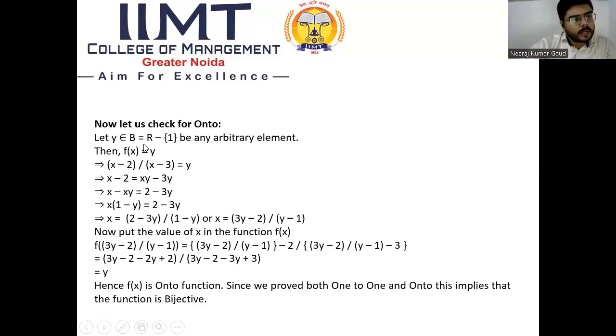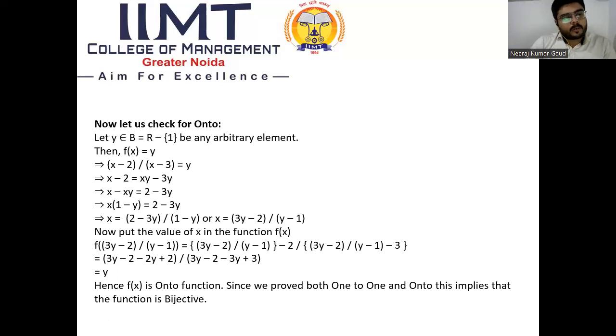For onto, let y belong to B, R minus {1}, be an arbitrary element. Then we consider f(x) equal to y. This implies (x minus 2) upon (x minus 3) is equal to y. On cross multiplying, it comes out x minus 2 is equal to xy minus 3y. We shift xy to the left hand side, we get x minus xy equal to 2 minus 3y. Taking x common, we get x(1 minus y) equal to 2 minus 3y. Now we get the value of x will be (2 minus 3y) upon (1 minus y), or the value of x will be (3y minus 2) upon (y minus 1).